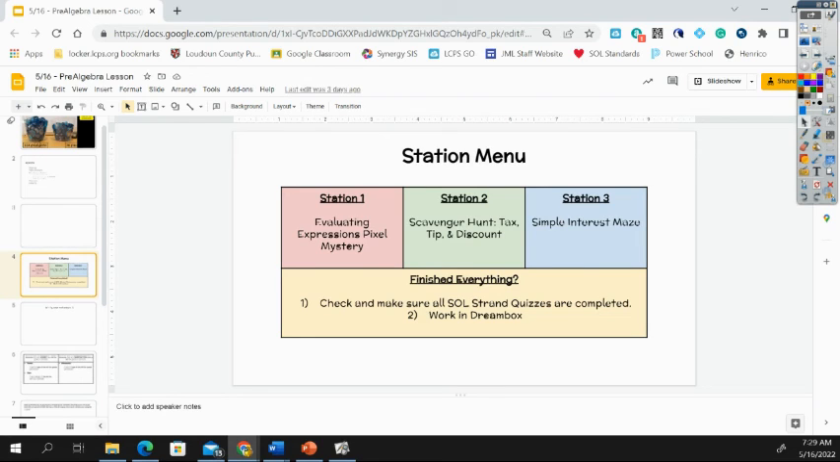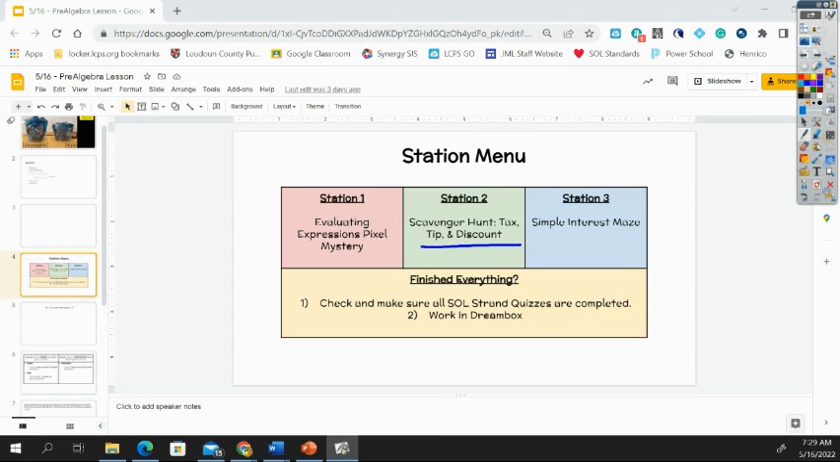So first, let's talk about station 1, evaluating expressions, pixel mystery. For that one, if you go into our Schoology page, in the Review Day 2 folder, you will see our evaluating expressions activity. For our scavenger hunt, this is an activity that you would do in the hallway. You'll go in the hallway and go from problem to problem, working your way through. You can start at any single problem. You don't have to start at one problem. You can start anywhere. And once you do all of the problems, it should take you in a complete circle and bring you back to where you started.